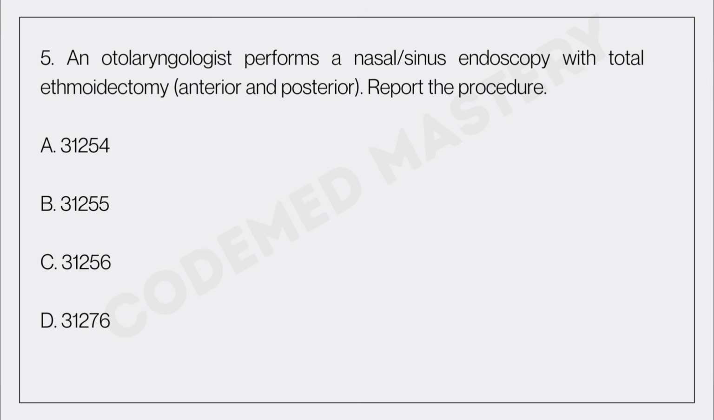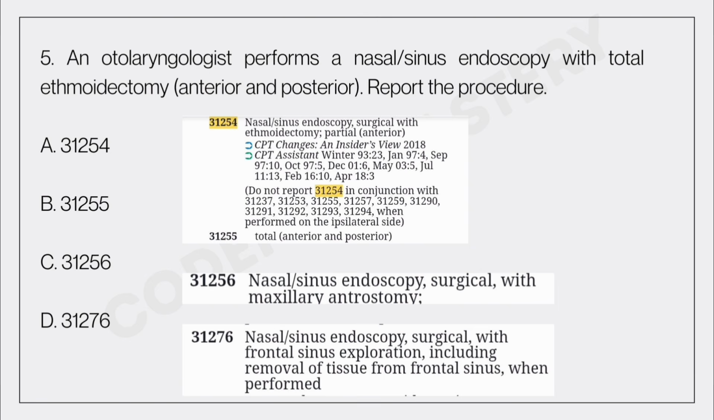An otolaryngologist performs a nasal or sinus endoscopy with total ethmoidectomy, anterior and posterior. Report the procedure. The options are 31254, 31255, 31256 and 31276. 31254 is for nasal or sinus endoscopy, surgical with ethmoidectomy, partial, that is, it is for anterior. 31255 is for nasal or sinus endoscopy, total, anterior and posterior.